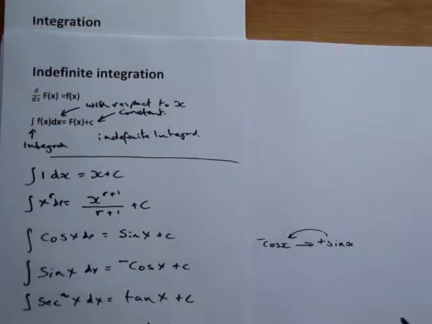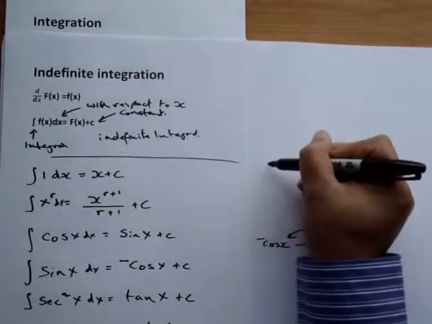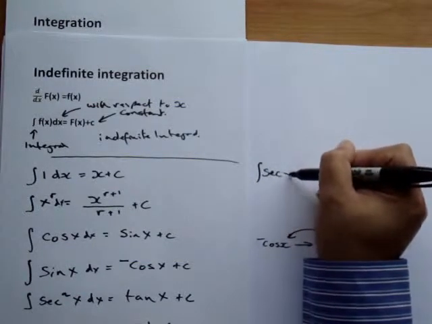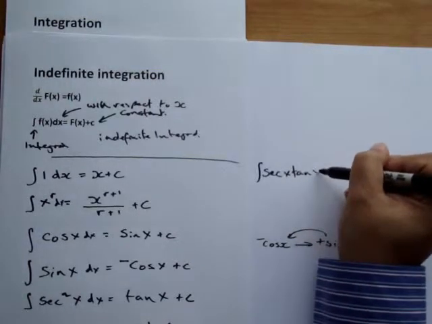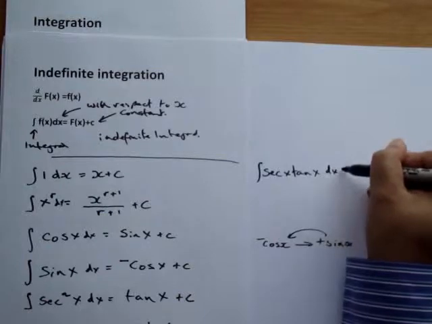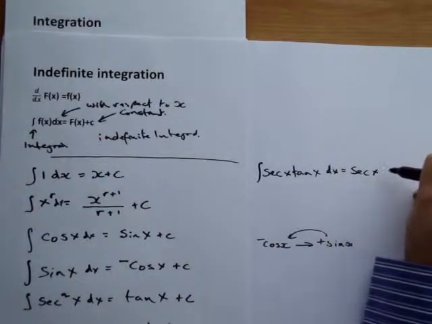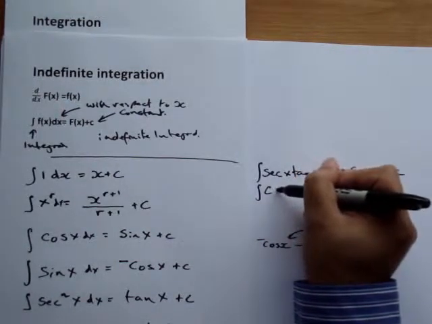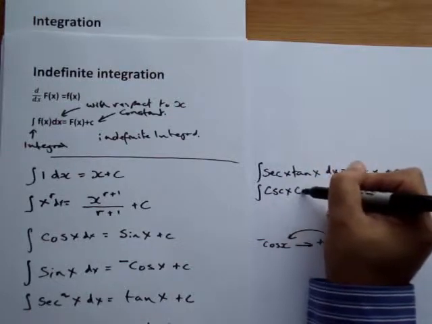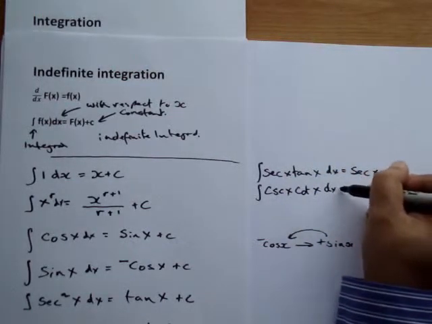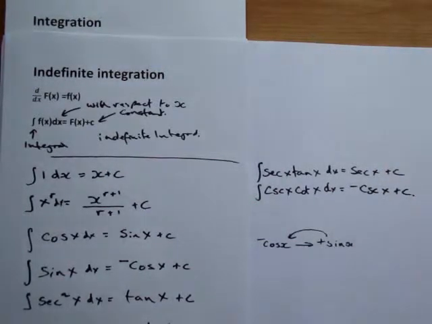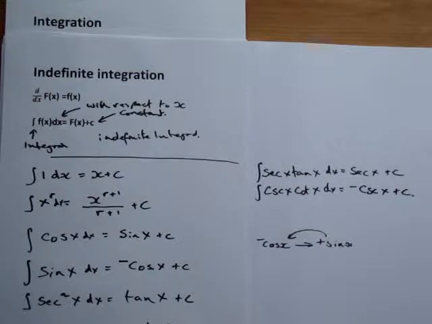Let's carry on over here. The integral of sec x tan x dx is sec x plus c, and the integral of cosec x cot x dx equals minus cosec x plus c. So those are the basic indefinite integrals that you need to know.